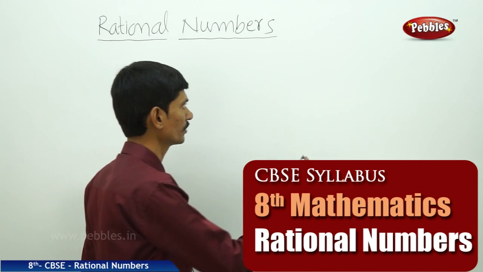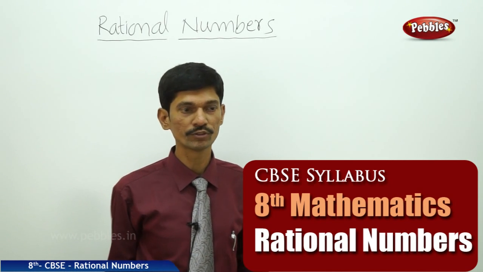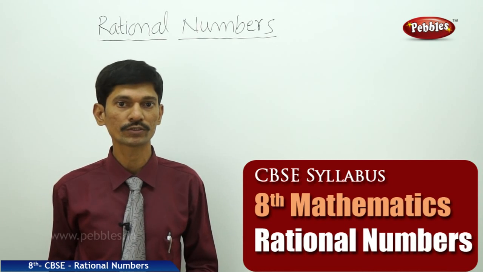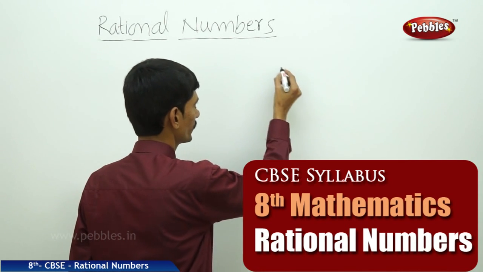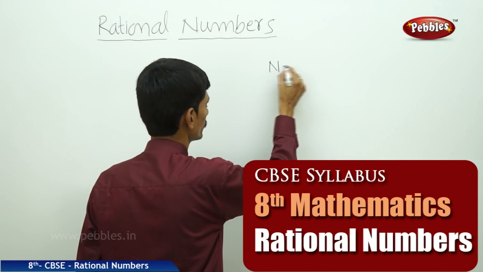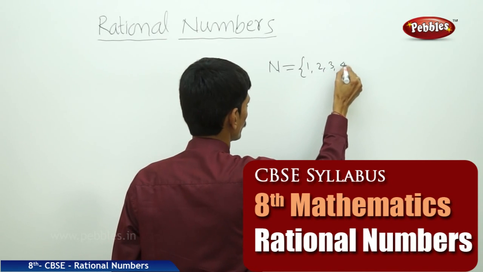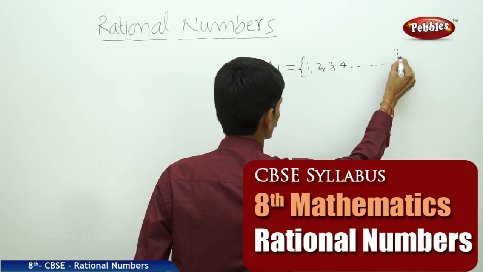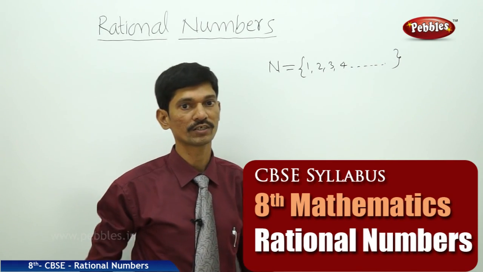So first, what are natural numbers? The numbers used to count things. Naturally we use 1, 2, 3, 4 and so on. So these numbers are called natural numbers. The set of natural numbers is denoted by N, equals 1, 2, 3, 4 and so on. The smallest natural number is 1, but there is no largest natural number.